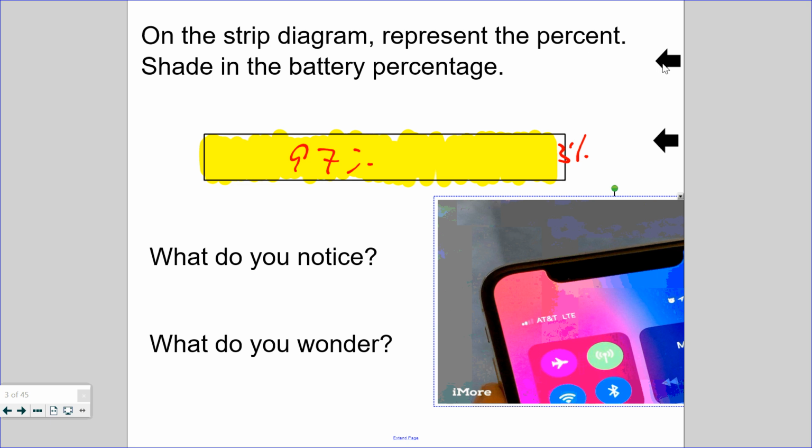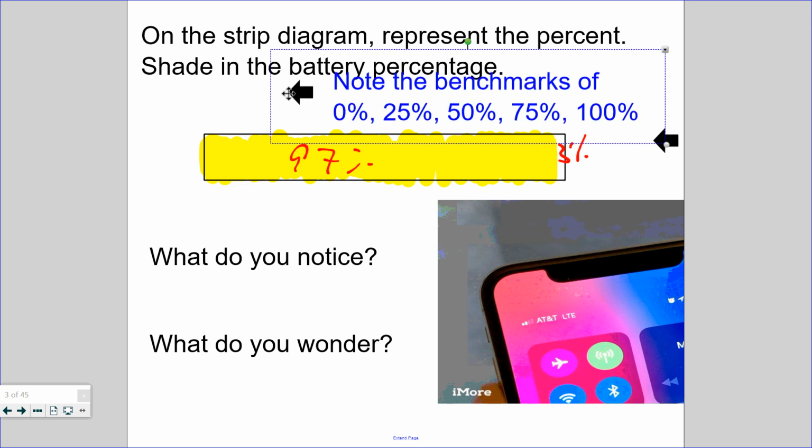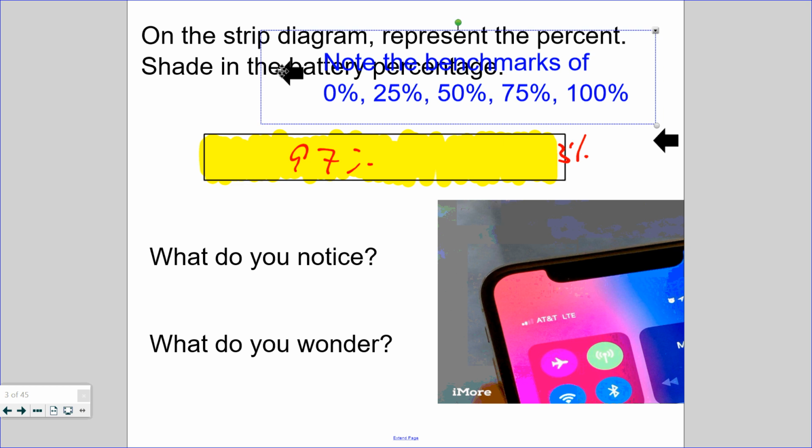Here are some other questions I wonder if you can answer. Can you note the benchmarks on this strip diagram? Where would you find 0%? If your phone is 0% charged, what does that mean? That means 0% right here. That means it's completely drained or empty.